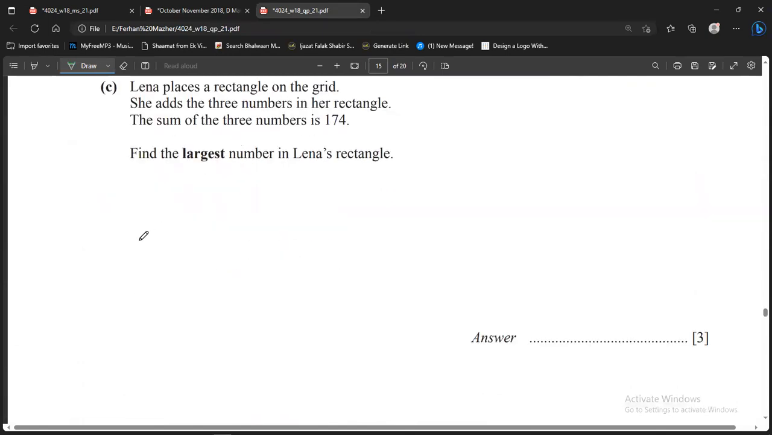He says, Lena places a rectangle on the grid. She adds the three numbers in her rectangle. The sum of the three numbers is 174. So n plus 5 plus n plus 10, and that is equal to 174. Find the largest number in Lena's rectangle.